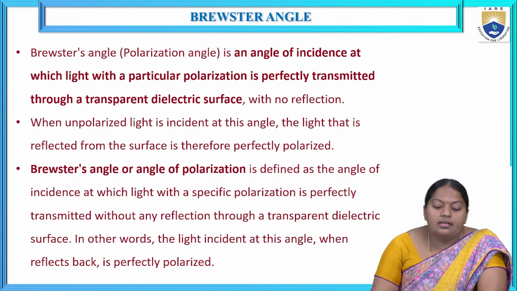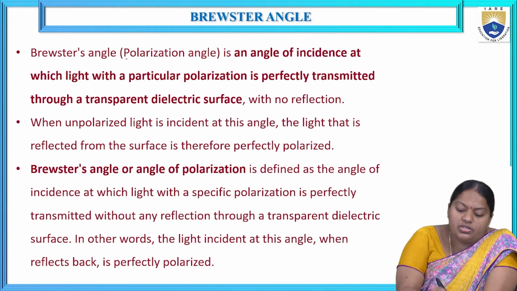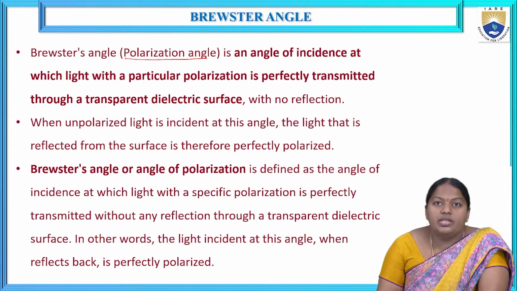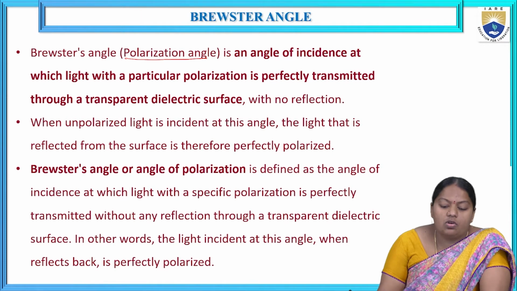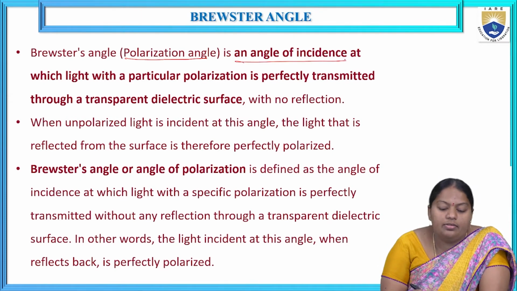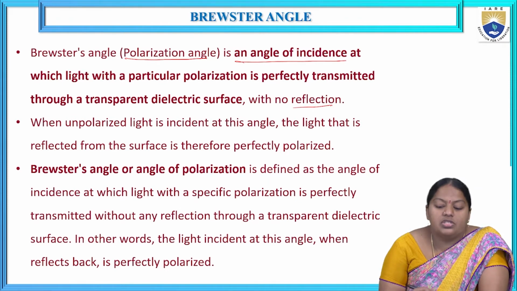The Brewster angle is also called the polarization angle. Polarization means the orientation of the electric field intensity vector in a particular direction in space. The Brewster angle, also called the polarization angle, is the angle of incidence at which light with a particular polarization is perfectly transmitted through a transparent dielectric surface with no reflection.